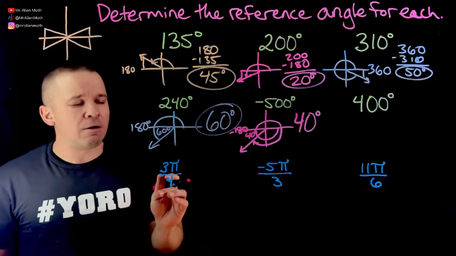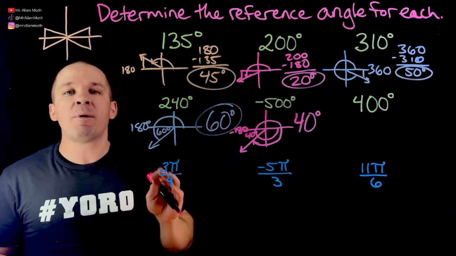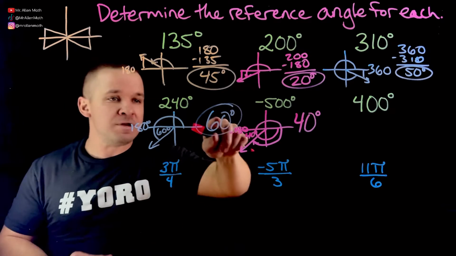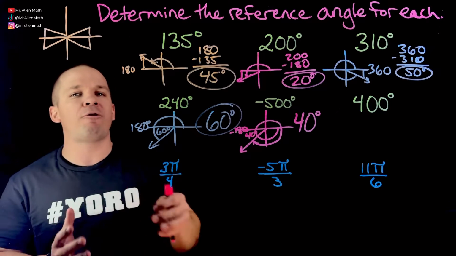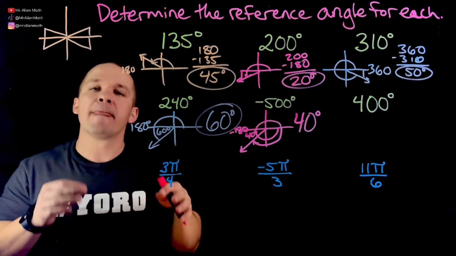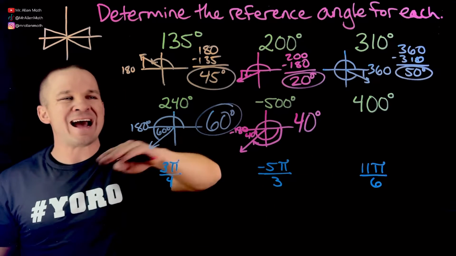So it's always about how far am I away from the x-axis. How much further do I need to go in degrees or radians to get to that negative 180 or positive 180, 0 or 360, whatever it may be? How far away from 180 or 360 or 0 am I? That is my reference. It's never to the y-axis. It's always to my x-axis.